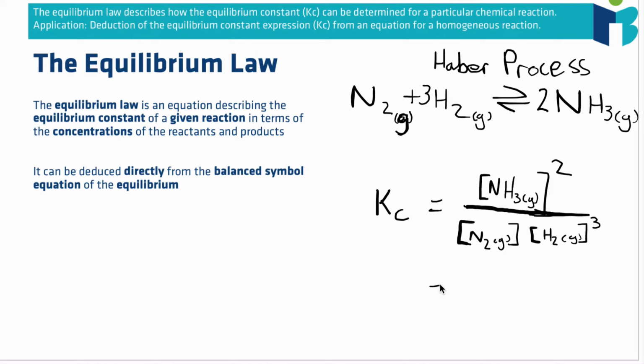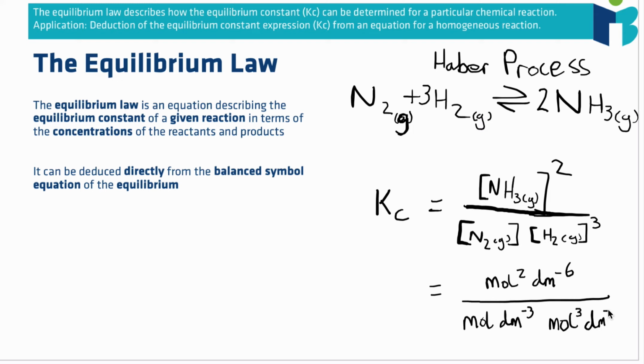We know that all of our concentrations are going to be measured in units of moles per decimeter cubed. So we have a concentration squared here, so the units of the numerator are going to be moles squared per decimeter to the minus 6. All we've done is squared the units of concentration because we've got that 2 in the indice. On the bottom we have the units for N2, which are just moles per decimeter cubed. And then we have the units for the concentration of H2 cubed. So that's going to be moles to the power of 3 and decimeters to the minus 9.